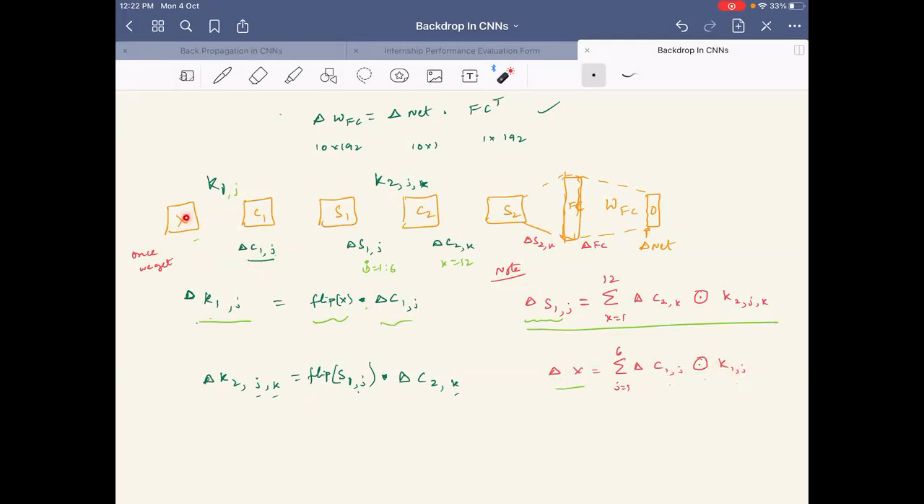But since X is involved in feature maps 1, 2, 3, up to 6, the errors here all will accumulate to give the error in X. Hence you can see the summation over 6 maps, because the deltas in each of the 6 maps involve X. In the backward propagation, wherever the connections are, they all will add up and give the delta X.